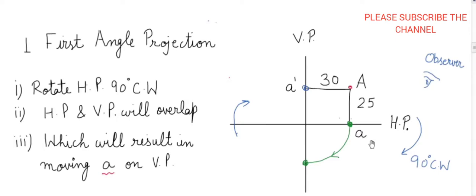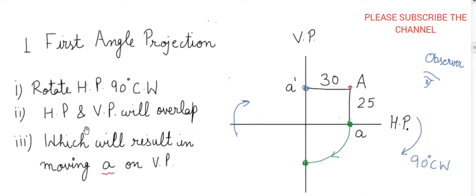So what is the basic principle of drawing the projection? First one is rotate the HP 90 degrees clockwise. Remember this point very carefully. Rotate the horizontal plane 90 degrees but in clockwise direction. In this direction, the color shows a 90-degree clockwise rotation. When we rotate the HP 90 degrees clockwise, what will we get? The HP and VP will overlap with each other.